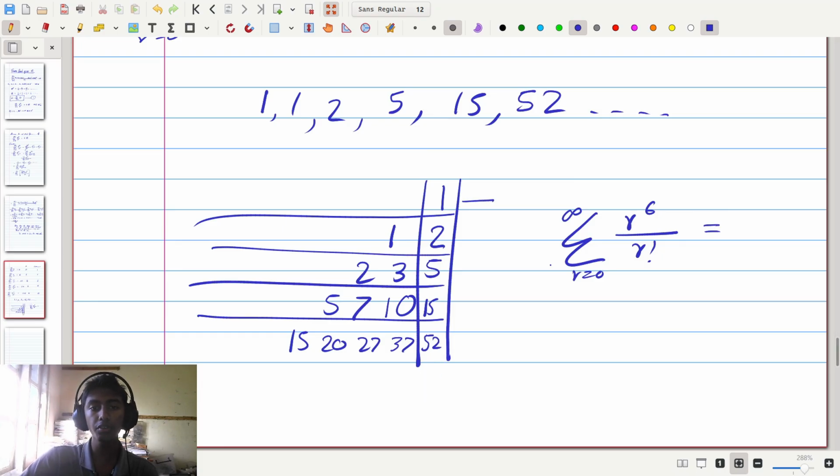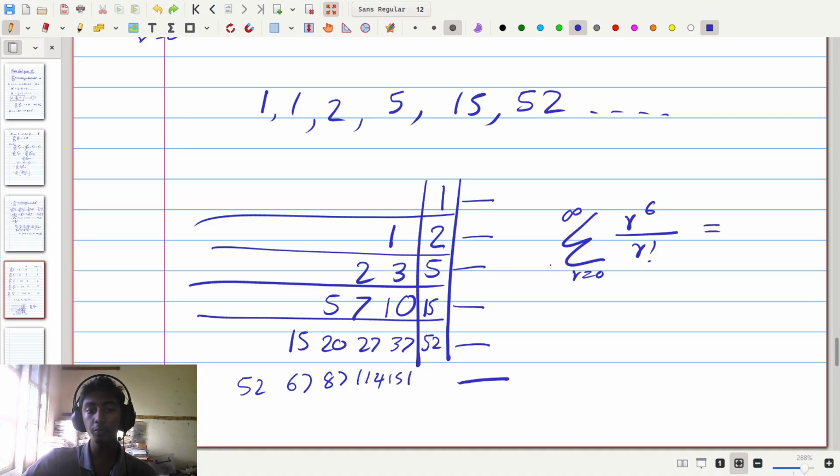So here we have first row, second row, third row, fourth row, fifth row. So that means this is the 6th row, which means I need to actually compute one more row in order to find this sum. So if I do that really quickly, here we get 52. 52 plus 15 is going to be 67. 67 plus 20 is going to be 87. 87 plus 27 is going to be 114. 114 plus 37 is going to be 151.